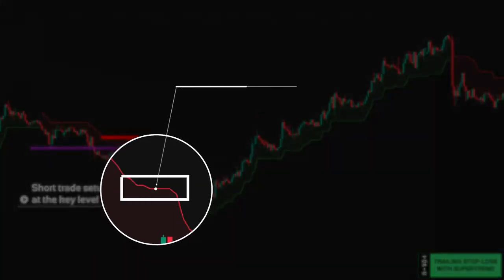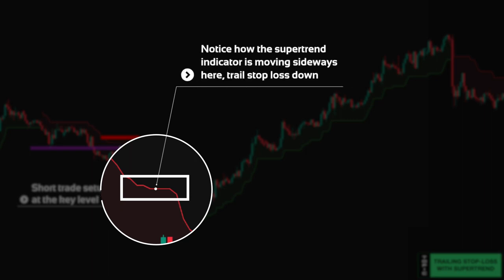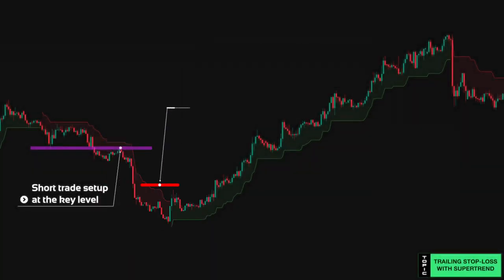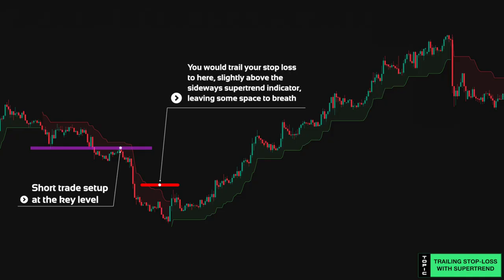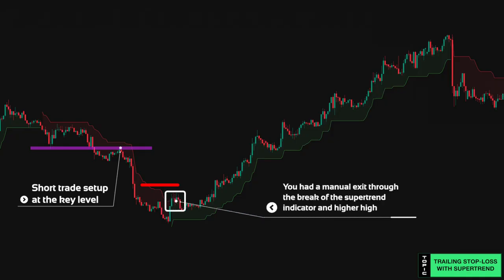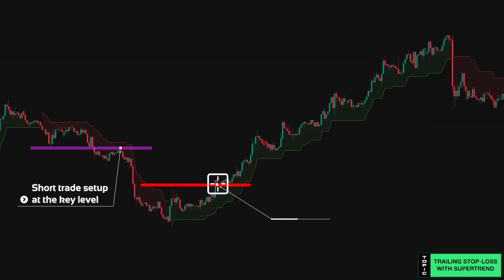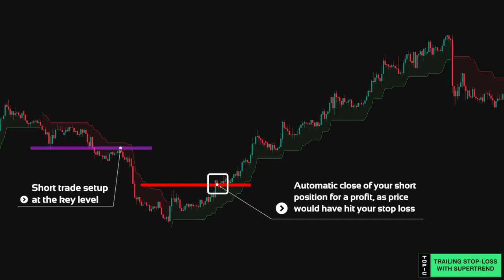Notice how the super trend indicator is moving sideways here. So you would trail your stop loss to here, slightly above it, leaving some space to breathe. You had a manual exit point through the break of the super trend indicator and higher high, or through here, where price would have hit your stop loss.